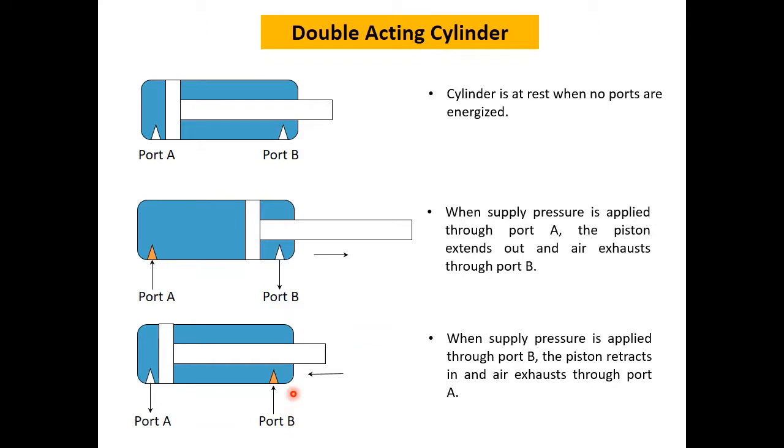When the supply pressure is applied through port B, the piston retracts inside the cylinder and the excess air exhausts through port A. When the pressure is supplied through both the ports, the position of the piston depends upon the resultant pressure through both the ports, that is port A and port B.